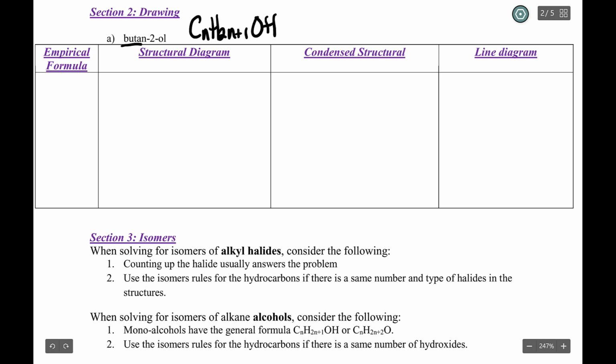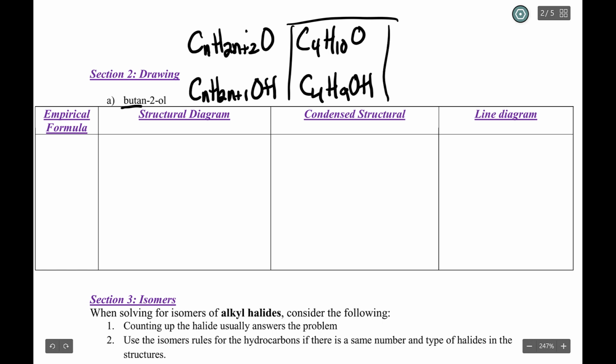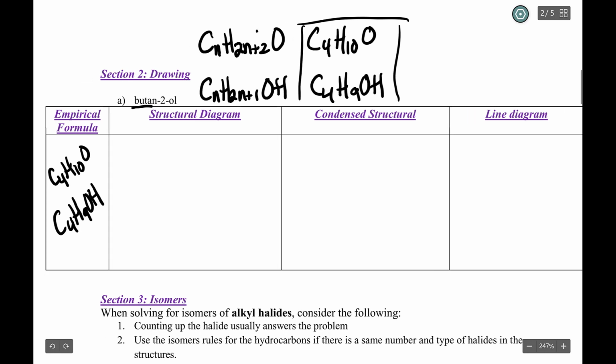And so but is 4, so I would go C4H, 2 times 4 is 8 plus 1 is 9, OH. I could do it like that. Or I could say that this is CnH2n+2O, in which case it would be C4H10O, and both of those are good. All right, so I'm going to write both of those in. The most correct in terms of the most simplified molecular formula would be C4H10O, but I'm going to put both of them in. So C4H9OH. So let's start with our structural diagram.